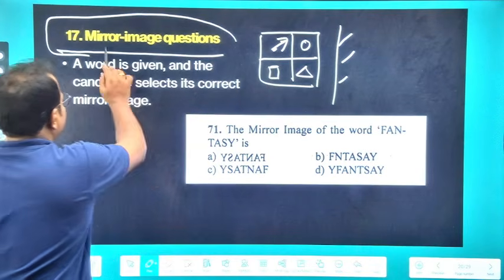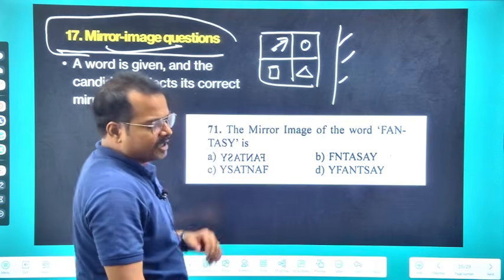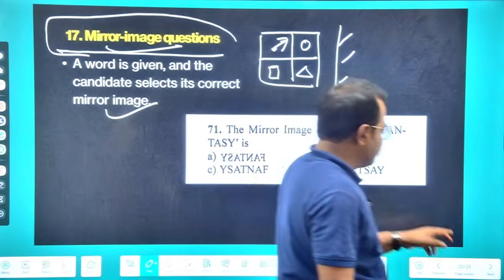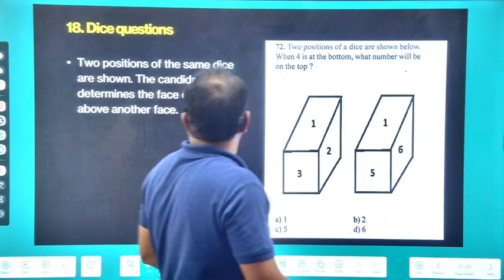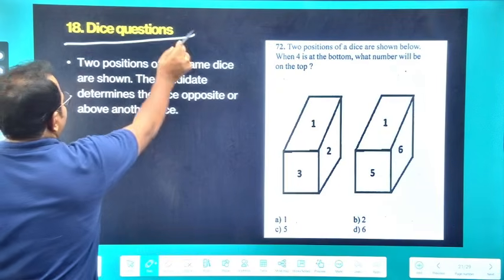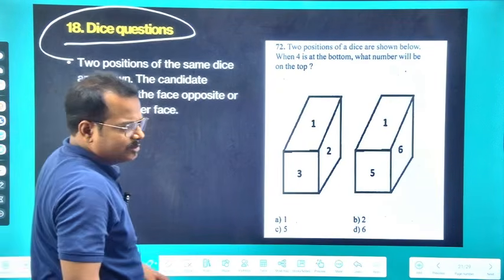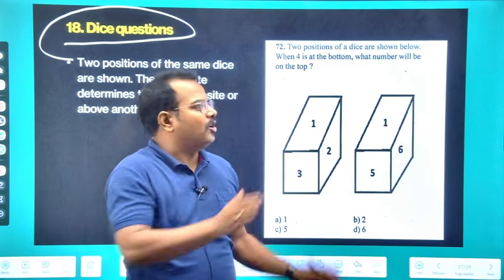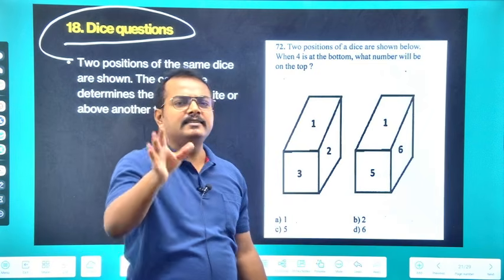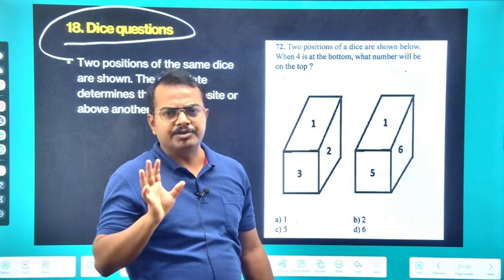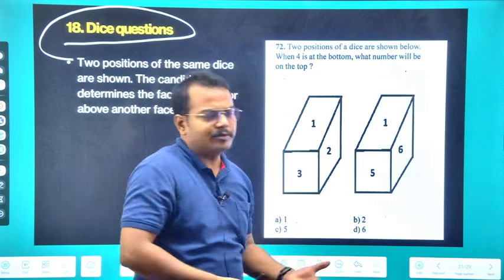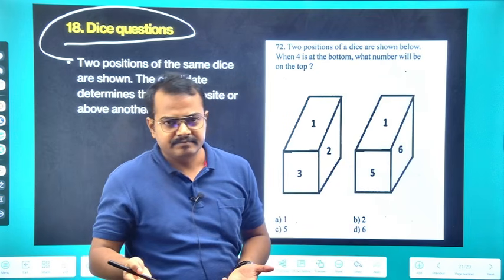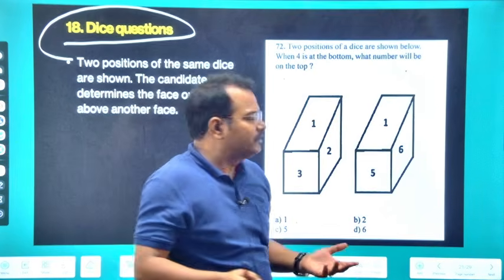So there are mirror image questions also in question number 71. Then you can find another set of questions which are basically dice type of questions. Now you can see this question number 72. These are single questions in each group and all belong to reasoning. You can easily clear all these questions because next year also there will be similar types of questions with different data and they are very easy to solve anyway.